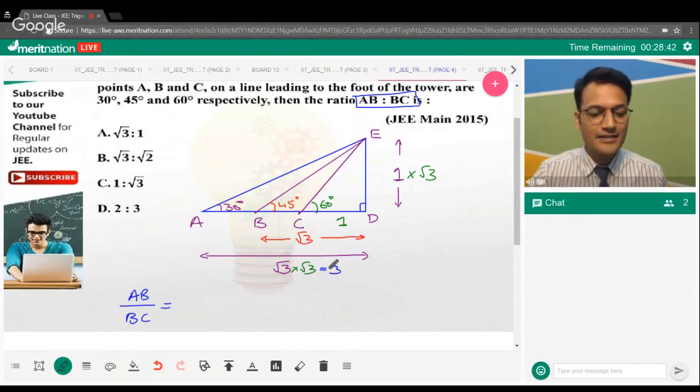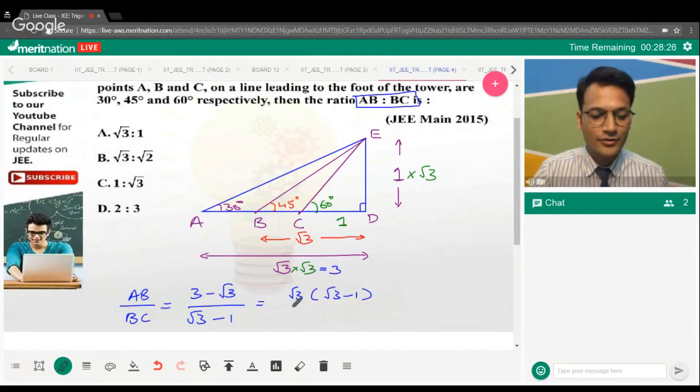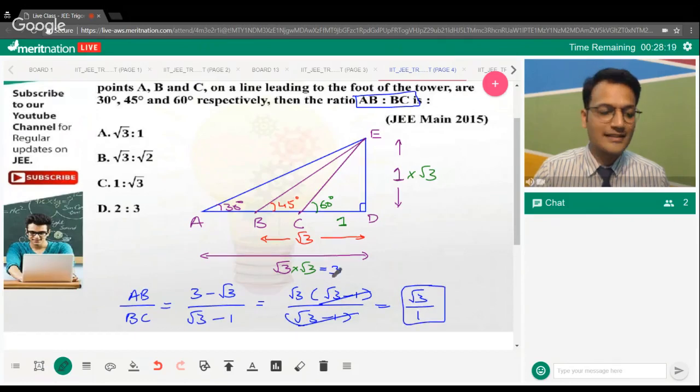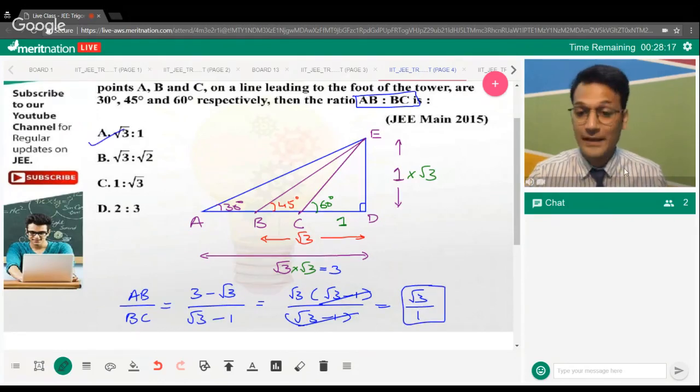So AB turns out to be 3 minus root 3. And BC, this length, is root 3 minus 1. Hopefully everyone is clear with it. Divided by root 3 minus 1. You can take root 3 as a common. You'll get root 3 minus 1 upon root 3 minus 1, which will get cancelled out. Eventually, you have your answer as root 3 is to 1. That's the answer to the question. Root 3 is to 1, which is A.